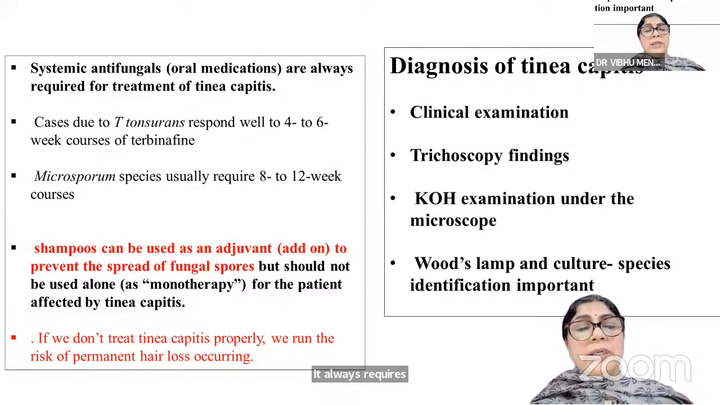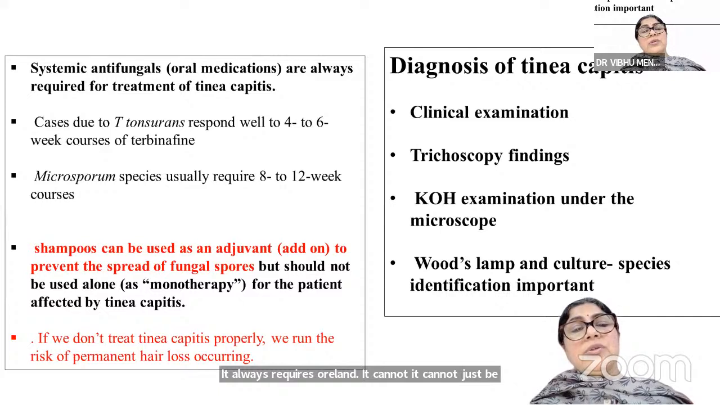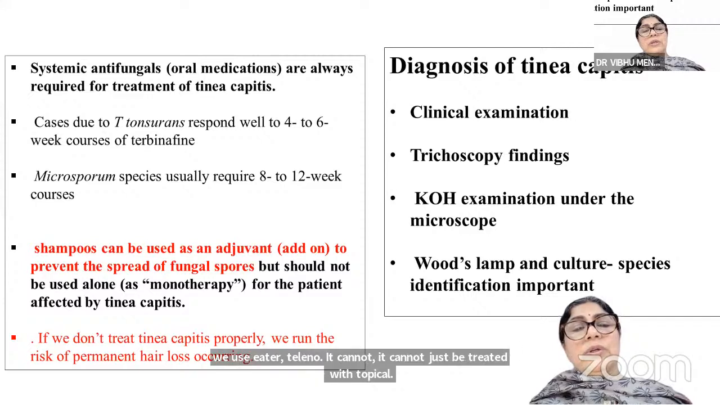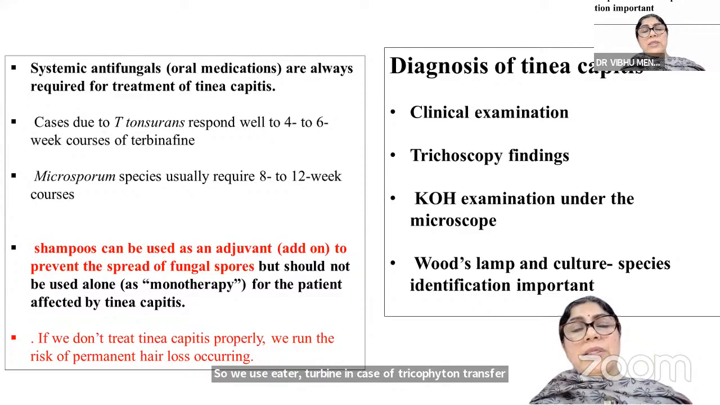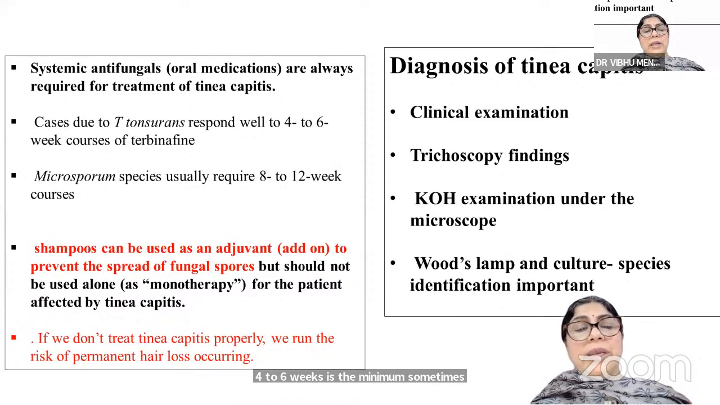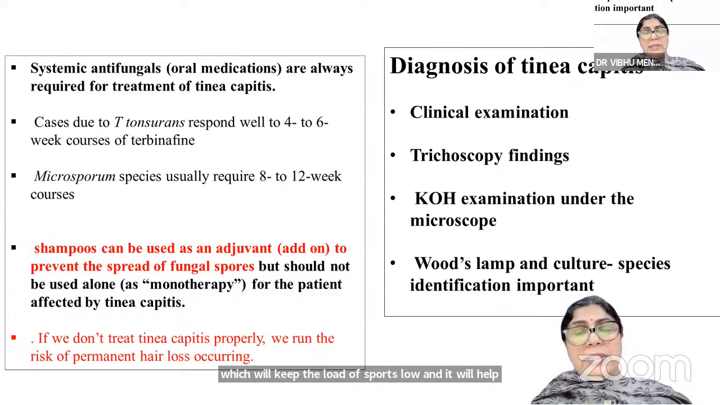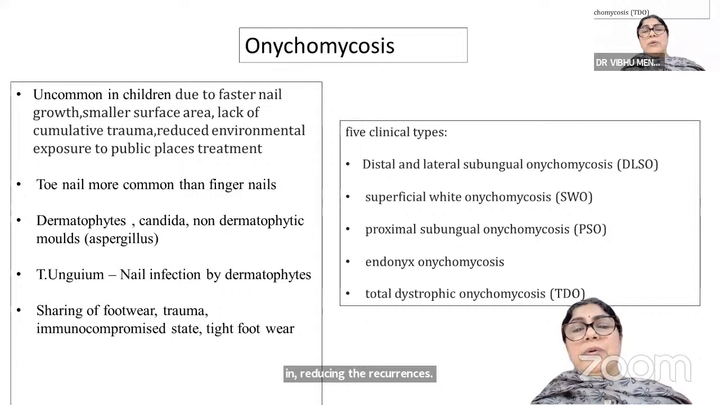So we use either terbinafine in case of Trichophyton tonsurans species, and for Microsporum, it is better to use fluconazole or itraconazole, and it requires longer. 4 to 6 weeks is the minimum. Sometimes we have to give up to 8 weeks also, along with antifungal shampoos, which will keep the load of spores low, and it will help in reducing the recurrences. So then we come on to the next, which is onychomycosis.